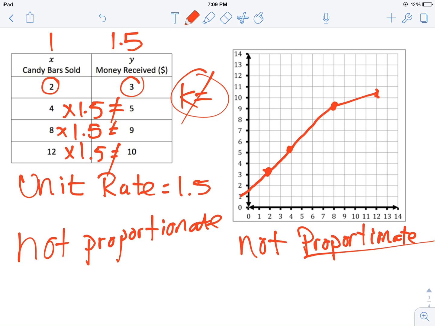So let's see what your arguments are. Not a straight line. Doesn't pass through the origin. No constant multiplier. The unit rate is 1.5, but that doesn't show up constantly throughout the table. So all of those reasons will help you argue whether some data is in a proportionate relationship or not in a proportionate relationship.